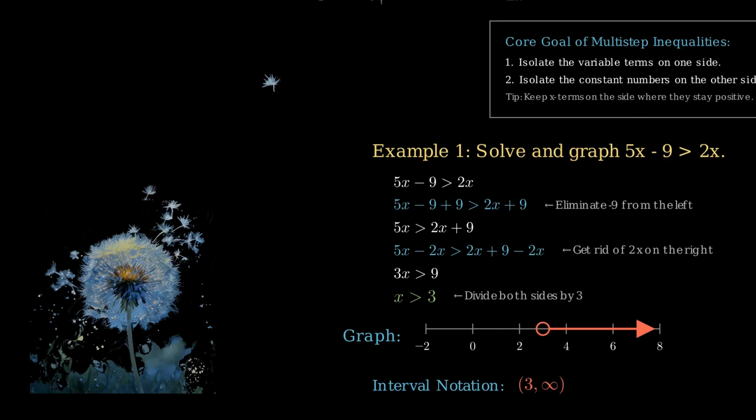Finally, divide both sides by 3 to isolate x. The solution is x is greater than 3. On the number line, we place an open circle at 3 and draw a bold arrow to the right. In interval notation, this open interval is written as 3 to infinity.